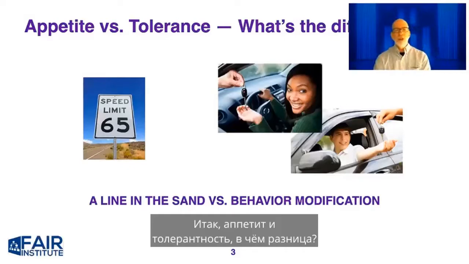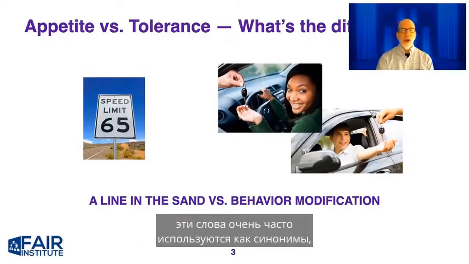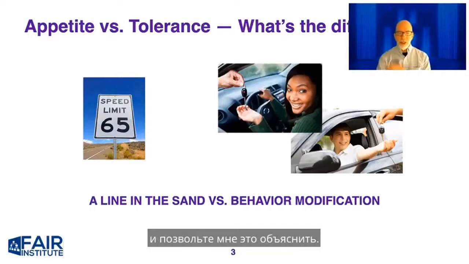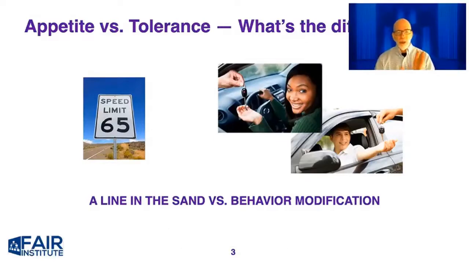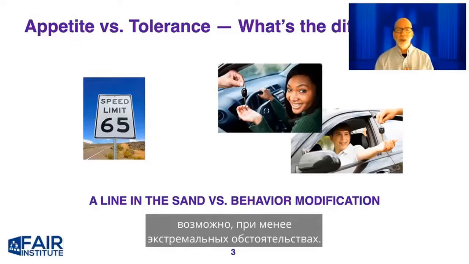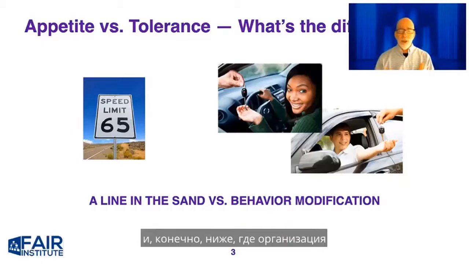So appetite versus tolerance, what's the difference? Well, again, I think within the profession, very often these words are used interchangeably, but they don't mean the same thing to me, and let me explain that. The appetite is the line in the sand. It is this objective from a risk or a loss exposure perspective. We want to manage up to this, but no farther, maybe unless extreme circumstances exist. And then tolerance is this band, maybe a little above it and certainly below it, in which the organization is willing to have some flexibility.